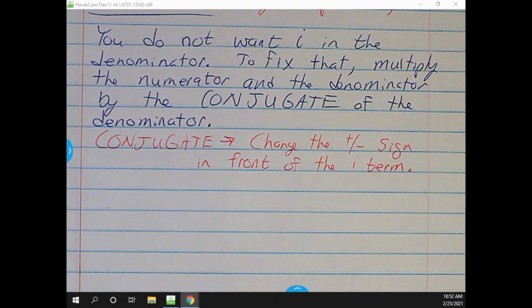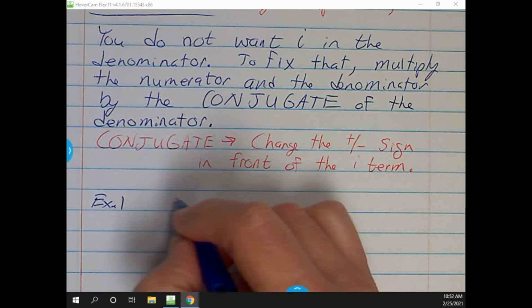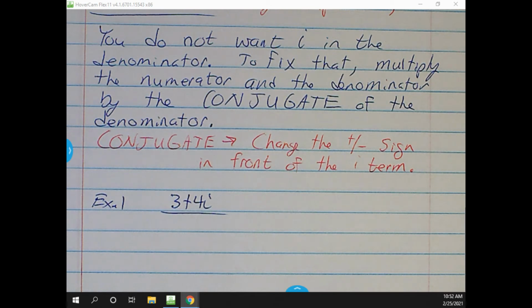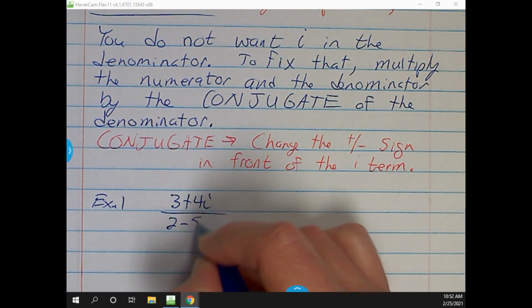All right, so here we go. Let's give you a couple examples on this one. So let's do 3 plus 4i over 2 minus 5i.